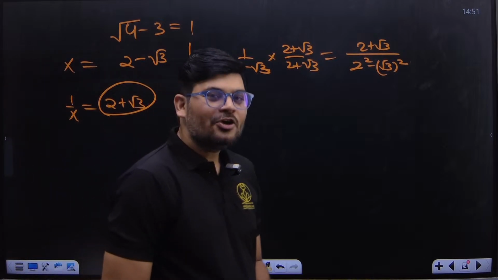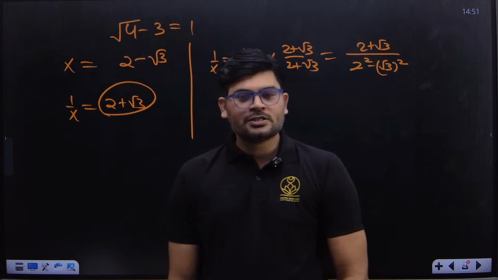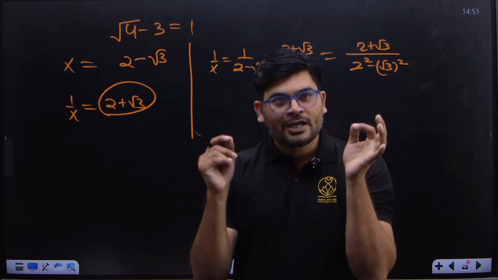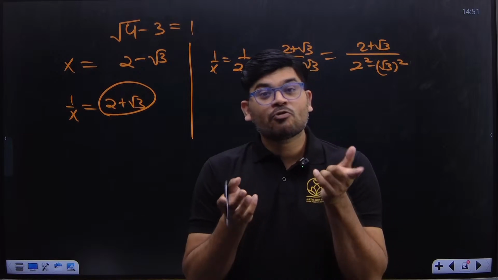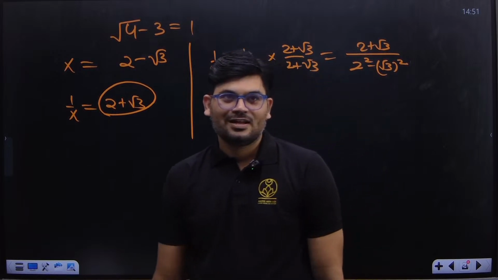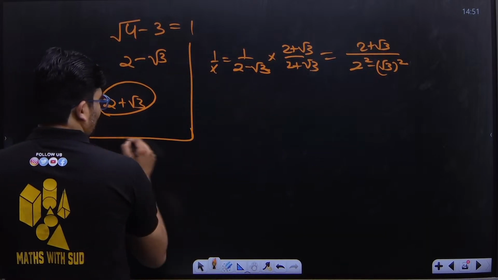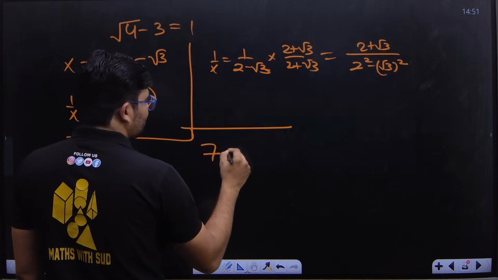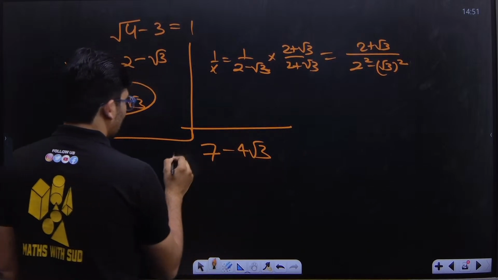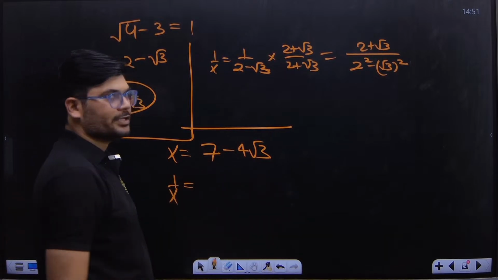So you may be given certain kind of questions, and immediately what you need to do is, you do the square of the first number minus square of the second number, and if the difference is 1, then their conjugate is their reciprocal. Alright? Let me see if you can find out. If x is equal to 7 minus 4 root 3, then what will be 1 upon x?